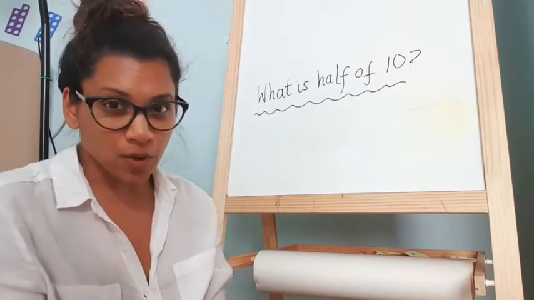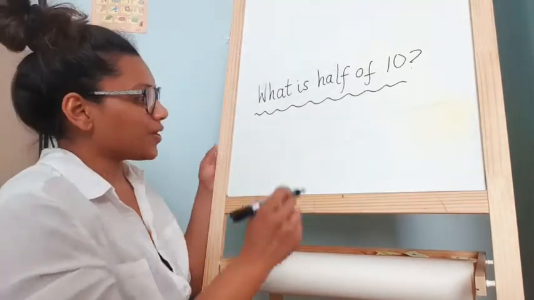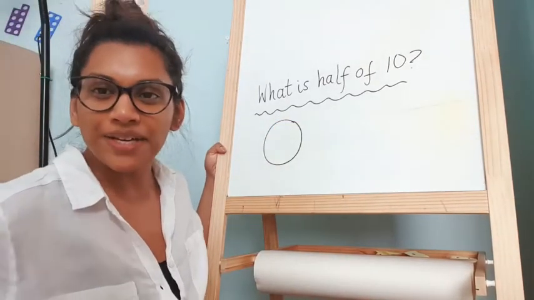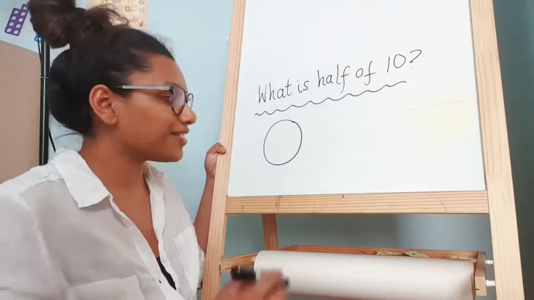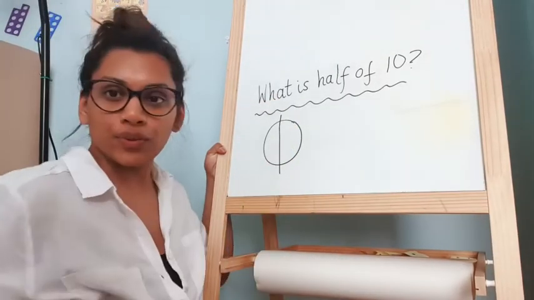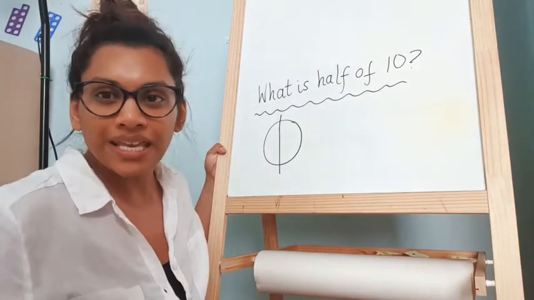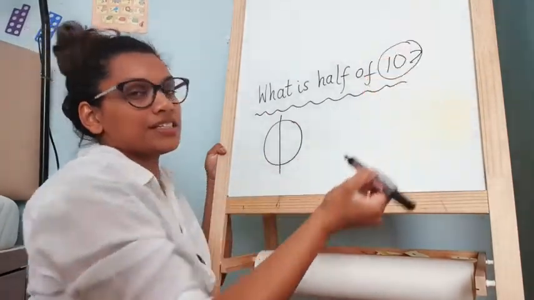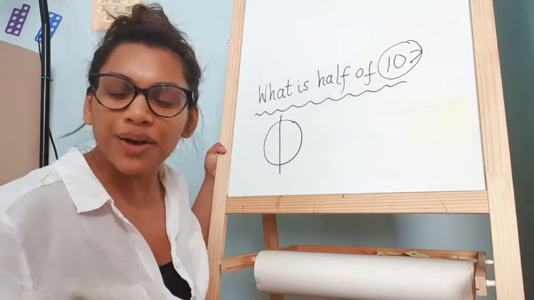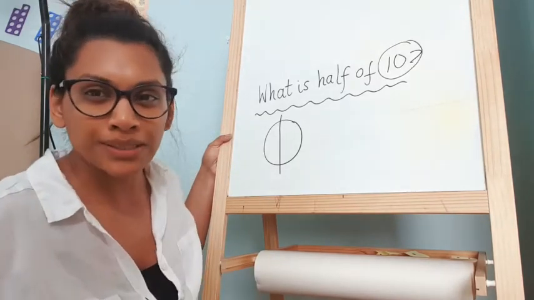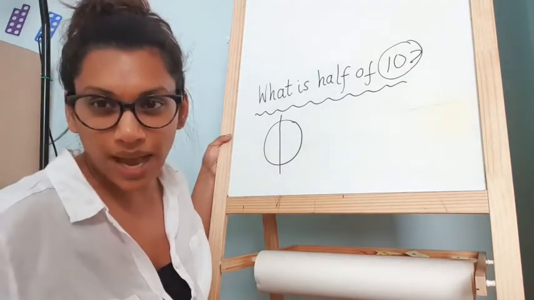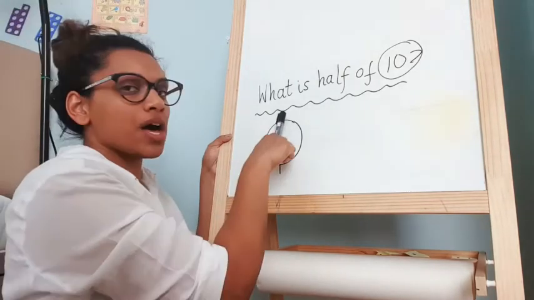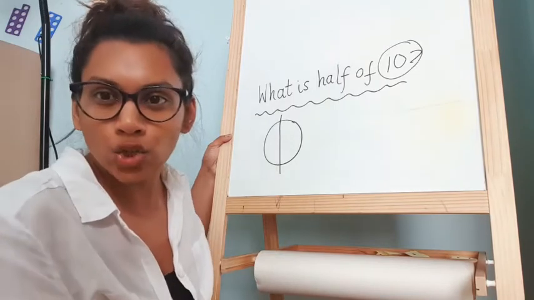It's really straightforward. So we know that there is one whole here and we can split it into half by drawing a line down the middle. Okay? Now, the question is, what is half of 10? It's the same one we just did, but I want you to try and do it on your whiteboards now by drawing it, okay? So pause the video and draw your whole circle and cut it into half.